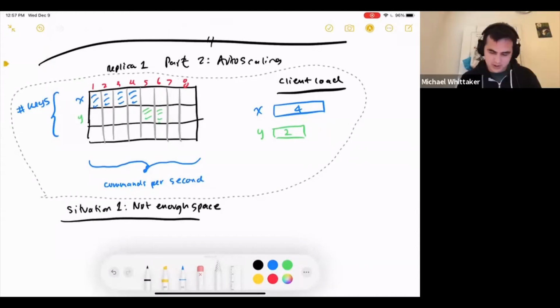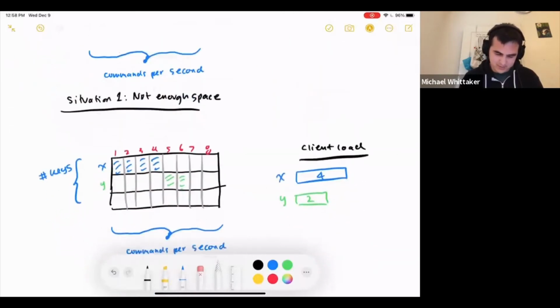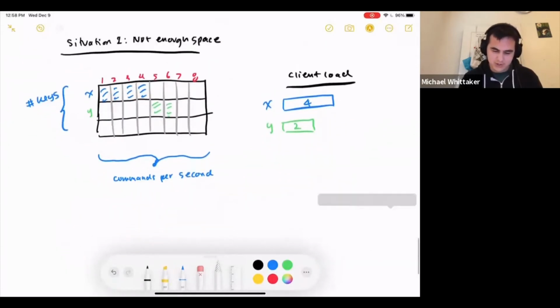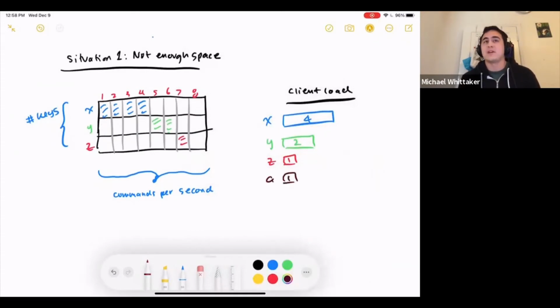Okay, so there are 2 scenarios that I want to talk about. Let's see if I can duplicate this. Okay, perfect. Scenario 1, I don't have enough space. So let's say another client shows up and says, okay, I want to store Z and I want to do 1 request per second. So I say, no problem, I'll do Z. And then somebody else shows up and says, okay, I want to store A and I also have 1 request per second. Well, now we don't have enough space. My machine only has space for 3 keys and all of a sudden I have to start servicing 4 keys. So I just don't have enough space, right? I can't put A here, there's no space.